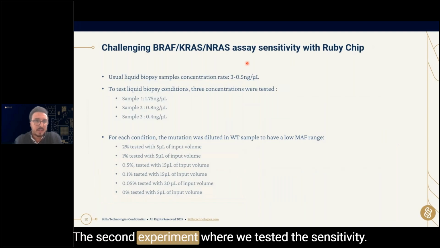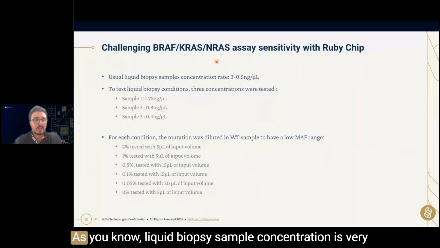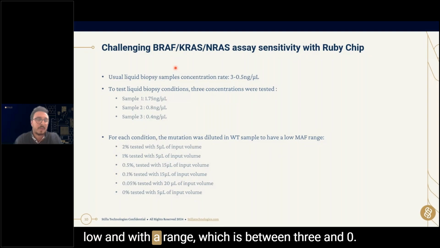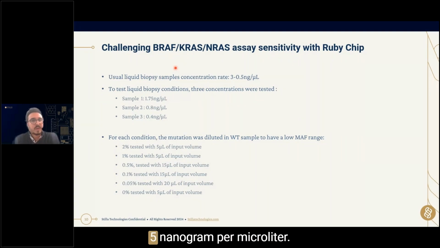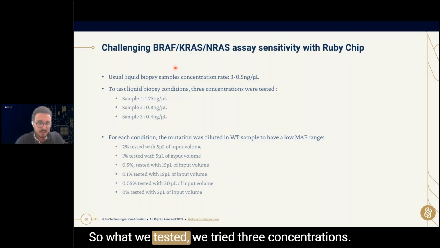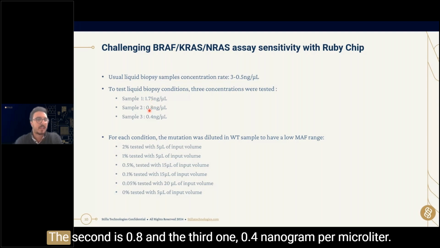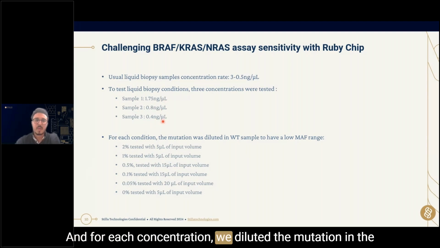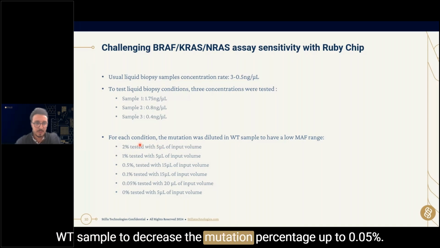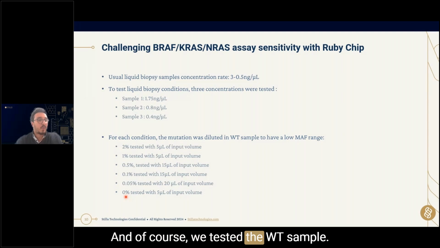The second experiment is where we tested the sensitivity. As you know, liquid biopsy sample concentration is very low, with a range between 3 and 0.5 nanogram per microliter. So we tried 3 concentrations. The first one is 1.7 nanogram per microliter. The second is 0.8 nanogram per microliter. And the third one, 0.4 nanogram per microliter. For each concentration, we diluted the mutation in the wild type sample to decrease the mutation percentage down to 0.05%. And of course, we tested the wild type sample.